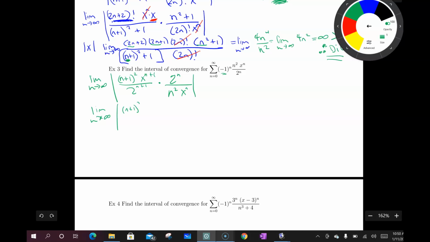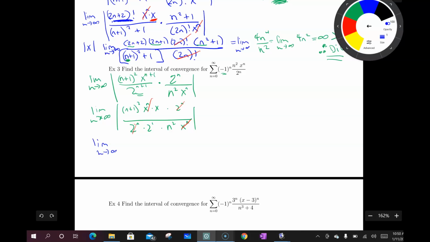n plus 1 quantity squared, x to the n times x to the 1, then I have 2 to the n. This guy breaks up into 2 to the n times 2 to the 1 power, right? n squared x to the n. Okay, so what do I have canceling? x to the n's go away, 2 to the n's go away. All right, what am I left with?